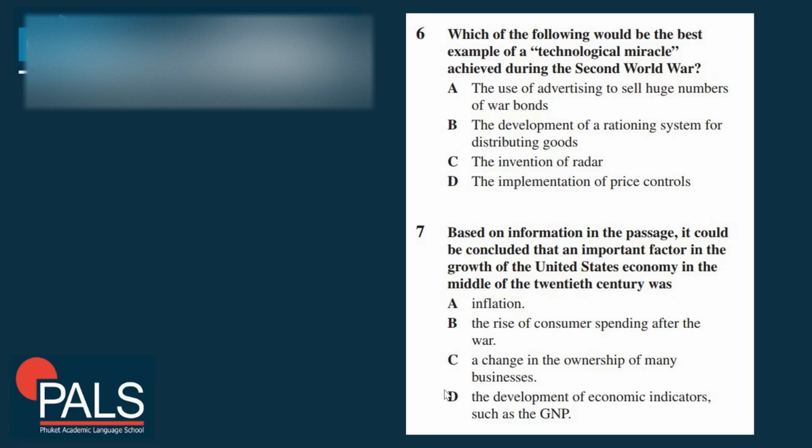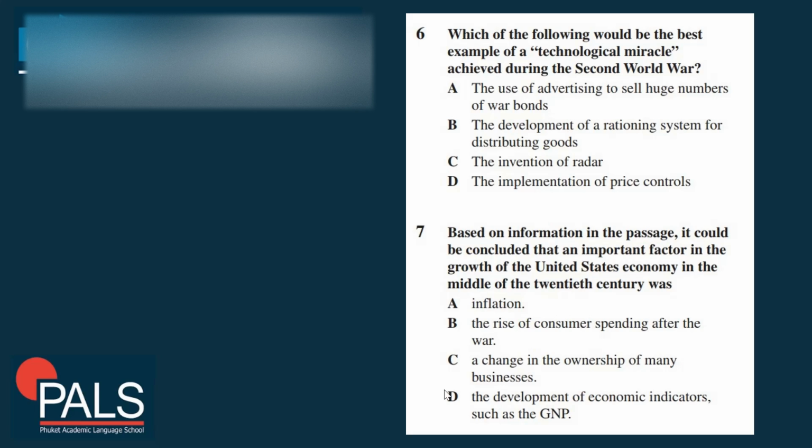So based on the information in this passage, it could be concluded that an important factor in the growth of the United States economy in the middle of the 20th century was A. Inflation. B. The rise of consumer spending after the war. C. A change in the ownership of many businesses. Or D. The development of economic indicators, such as the GNP. What do you think the correct answer is?